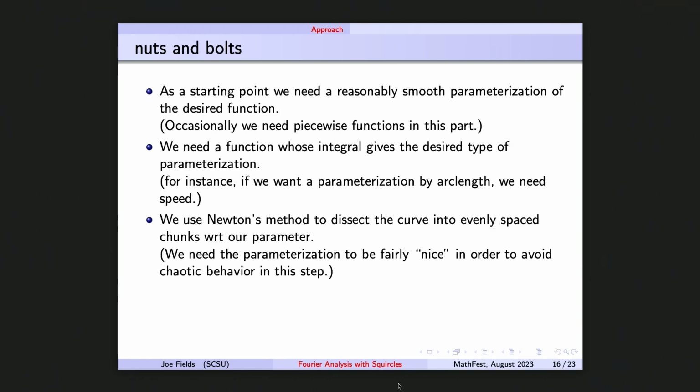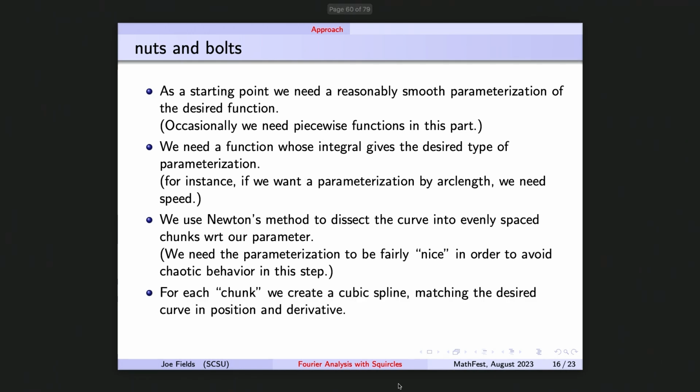Basically, there's one little issue that can come up when using Newton's method. It goes chaotic occasionally, so you have to make sure your parameterization is good enough that that doesn't happen. And then what I did for each chunk, make a cubic spline, and that gives me something that's totally computational. I can work at points all the way around the squircle or whatever curve I'm after using the splines.